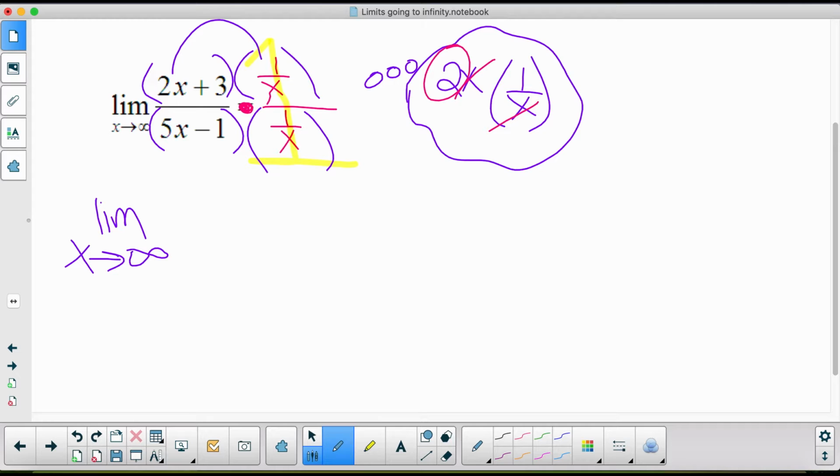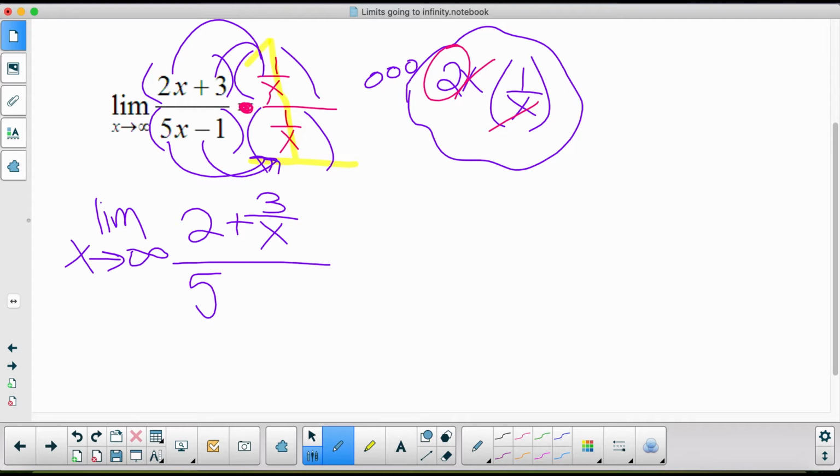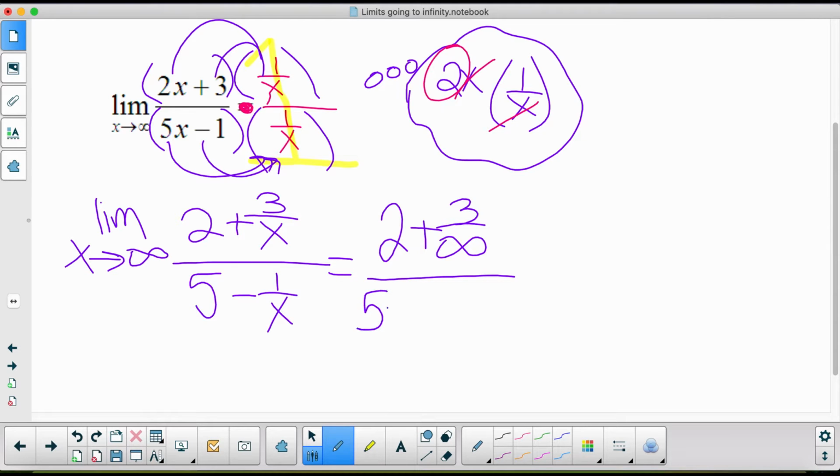So when we go over here to do this problem, we'll be left with 2 here, plus, now 3 times 1 over x will give us 3 over x, all over 5x times 1 over x will leave us with 5, and negative 1 times 1 over x is negative 1 over x. Well, now we can go ahead and plug in. Because watch what happens. 2 plus 3 over infinity all over 5 minus 1 over infinity.